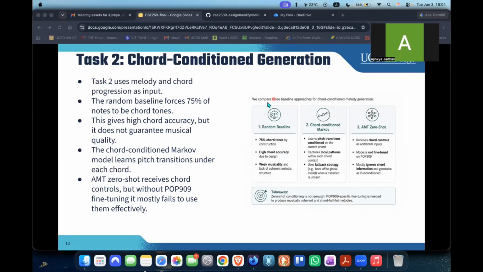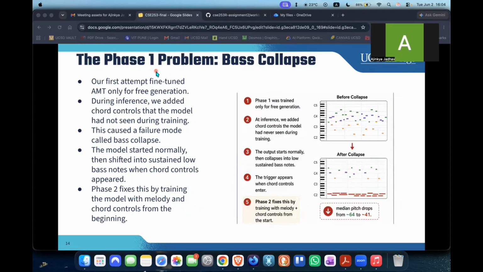We basically compared three baseline approaches for the chord conditioned melody generation, which were the random baseline, the chord conditioned Markov model, as well as the AMT zero shot. The AMT zero shot receives the chord controls, but without the Pop 909 fine tuning, it will mostly fail to use them very effectively. So this was one of the first problems that we had during the processing of task 2, which was the conditional generation. Our first attempt, the fine-tuned AMT only for free generation.